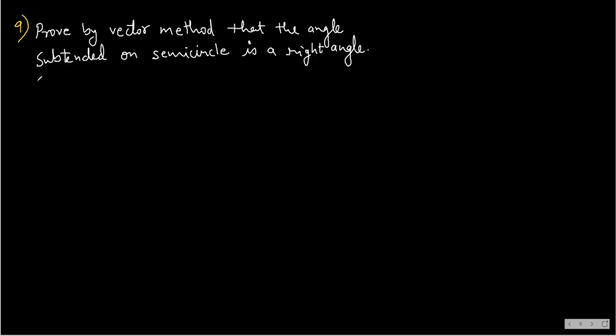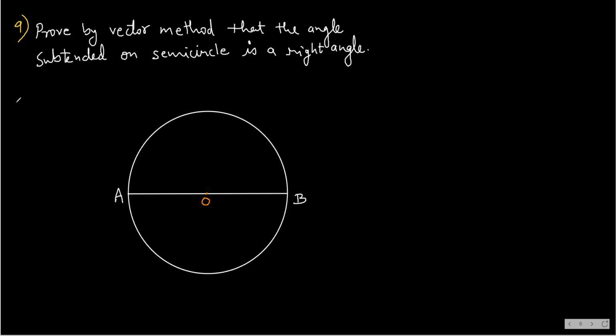Now the next question is number 9. Ninth question is, prove by vector method that the angle subtended on semicircle is a right angle. Now this is some theory which we have studied in school. In lower standards we have studied that angle subtended in a semicircle is a 90-degree angle. But we need to prove it here with the help of vector method. So for this, here I have drawn a diagram. So my answer will start from here.